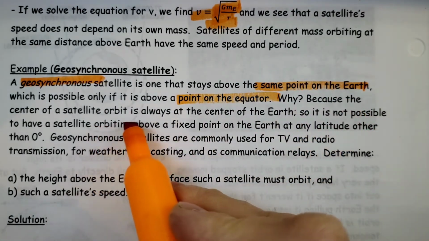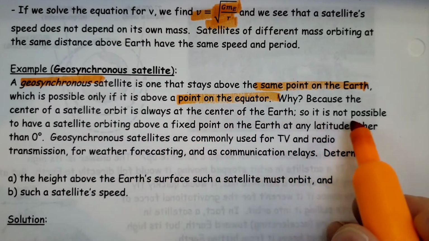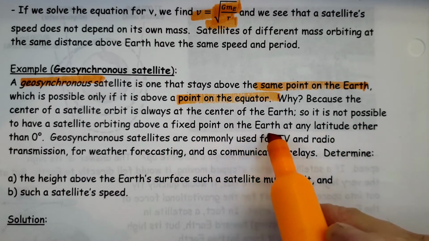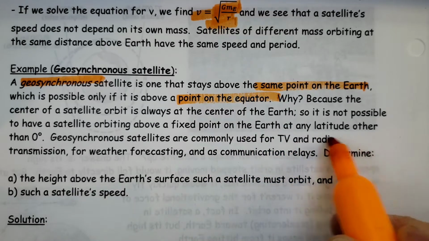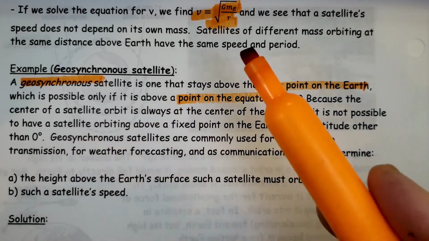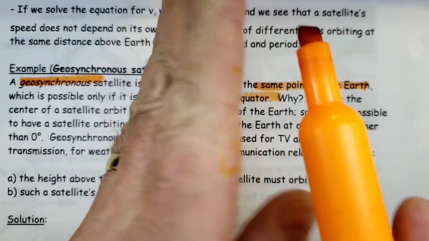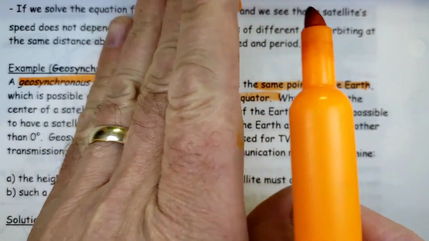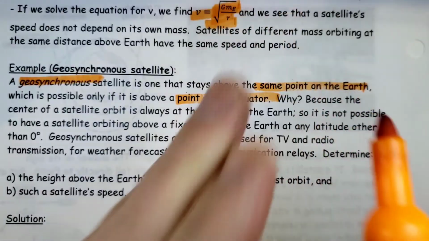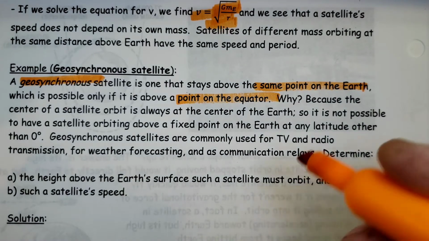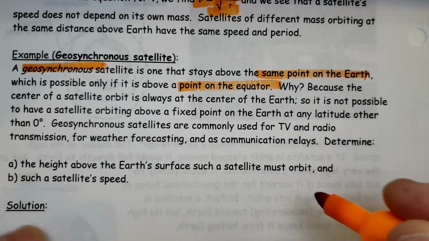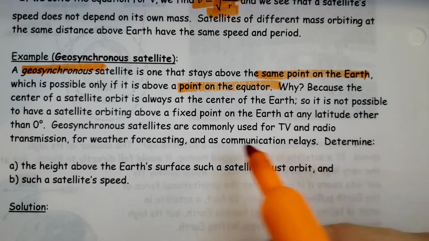Because the center of the satellite orbit is always at the center of the Earth, it's not possible to have a satellite orbiting above a fixed point on the Earth at any latitude other than 0 degrees. Because as the Earth is rotating, the satellite is rotating with it. So it appears to be not moving, but it's actually rotating with the Earth along the equator, above that spot.